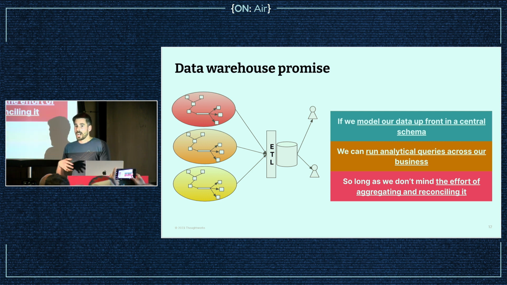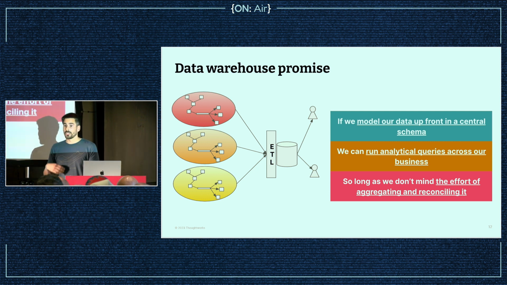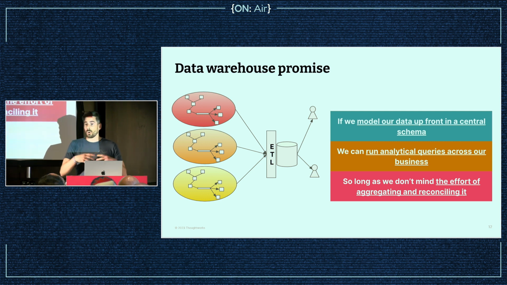as long as you don't mind the effort of aggregating that data and reconciling it, right? The problem with this paradigm is, you model the data up front, therefore you are modeling the data for the questions you have now, right? Not the questions you are going to have in 5, 6 months. And also you don't model all the data, right? Because back then, and even now, sometimes you just model a specific set of data. That constrains the questions you can answer with the data, right?